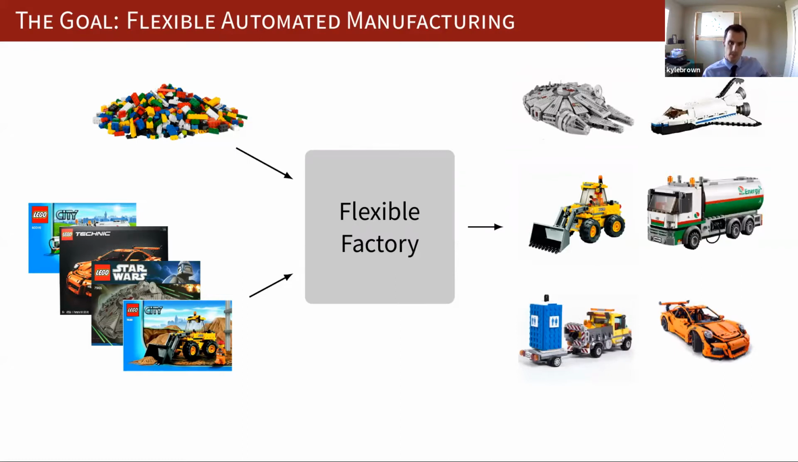As opposed to an assembly line model where the factory is designed to build a lot of a single product or a narrow range of products, a flexible factory should be able to build anything for which you can provide the materials and the instructions.